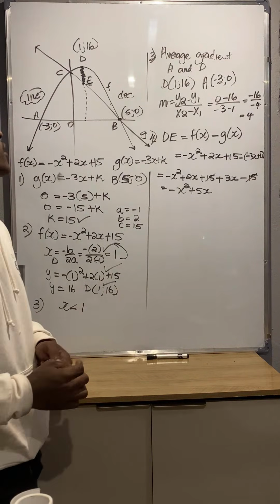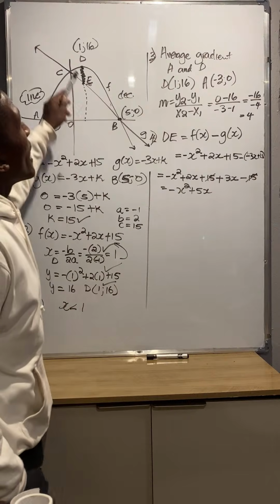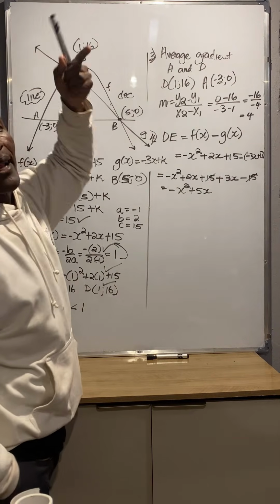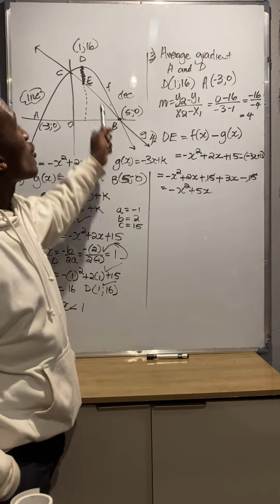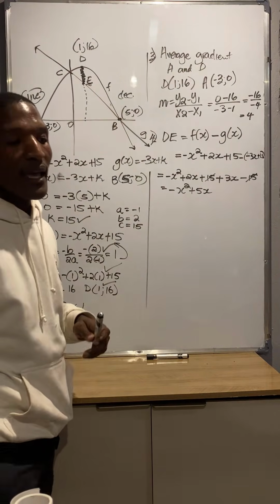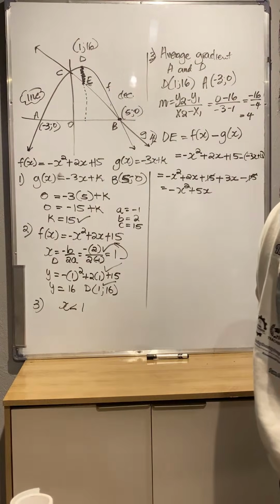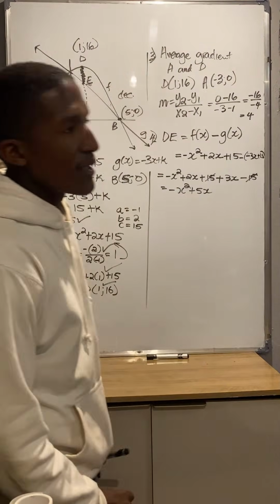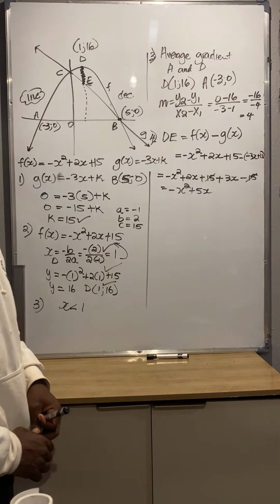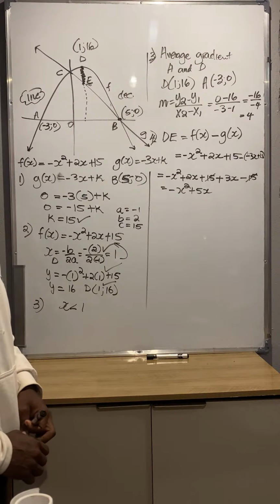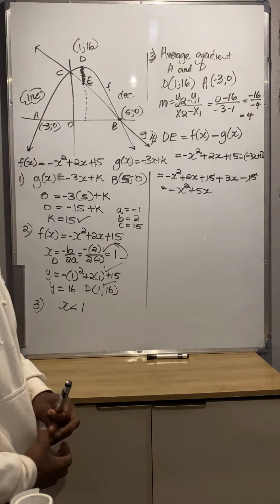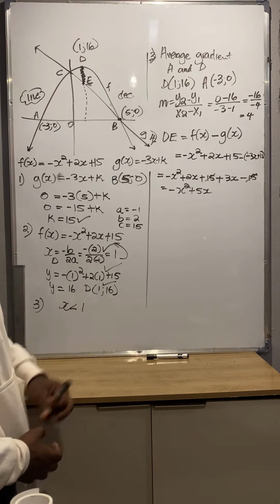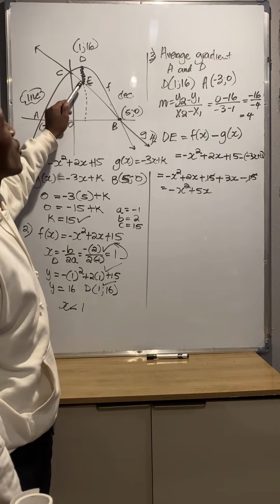Now, guys, can I ask you quickly: the x of D is 1. What is the x of E? The x of E is also 1.